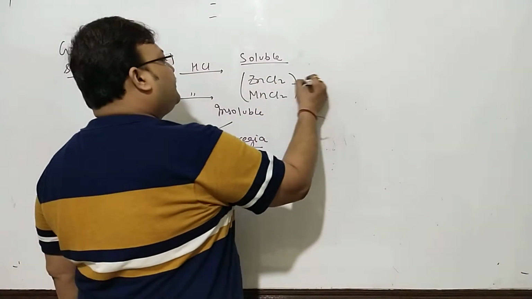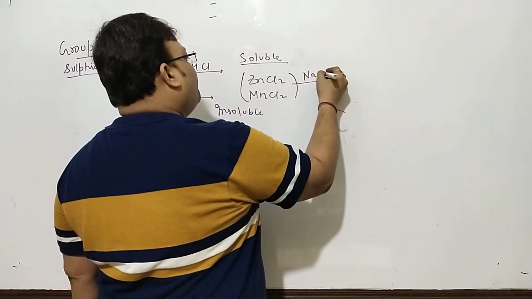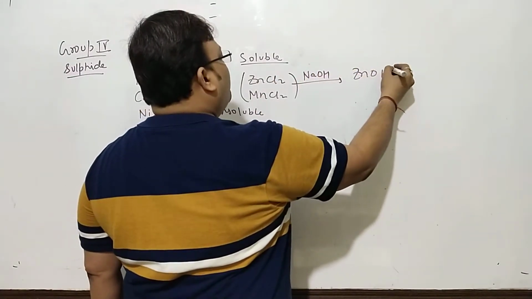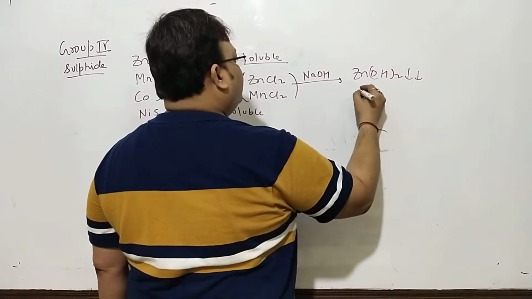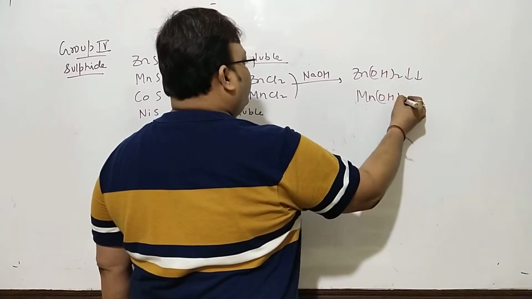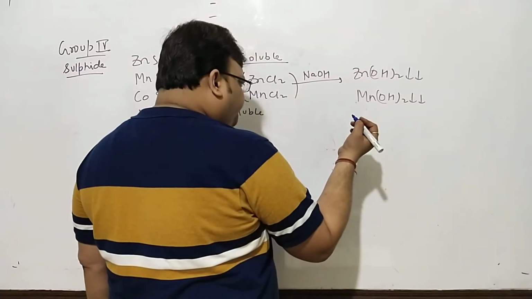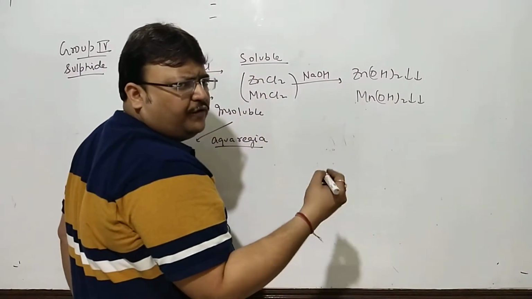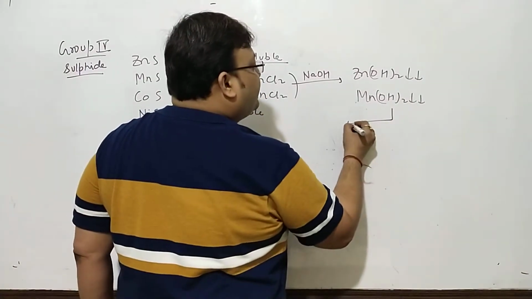Zinc and manganese, you add NaOH. Both fall off. Both are precipitates. Zinc hydroxide as well as manganese hydroxide. Both are precipitates. We don't go by color right away when they are precipitates. You add excess NaOH.